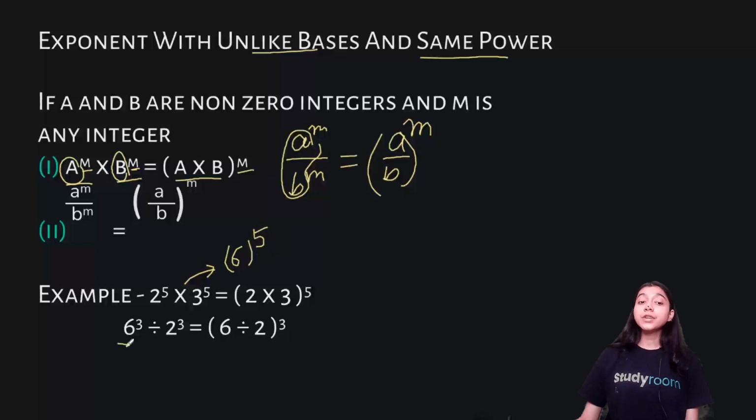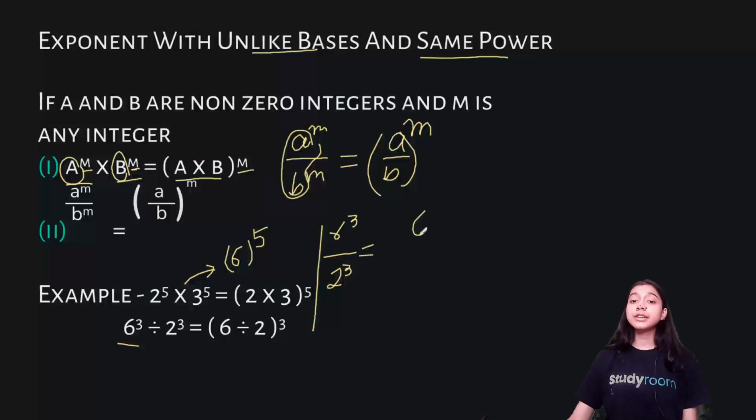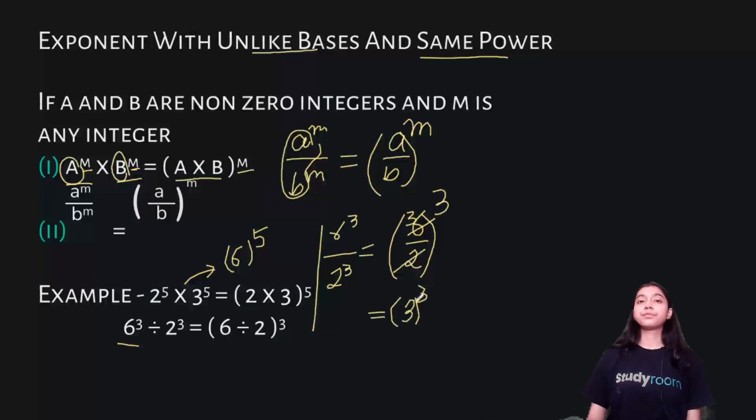Again, if we have 3 cube divided by 2 cube, we have unlike bases. They are divided and their powers are the same. We have 3 cube and it is divided by 2 cube. So what we'll do is we will divide the bases, that is 3 divided by 2, and take 3 as the common power. So ultimately our answer will be (3/2) cube.